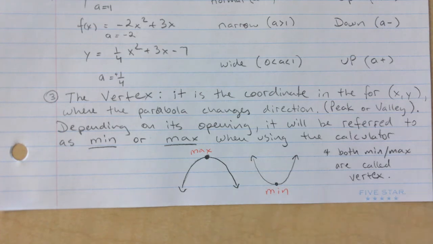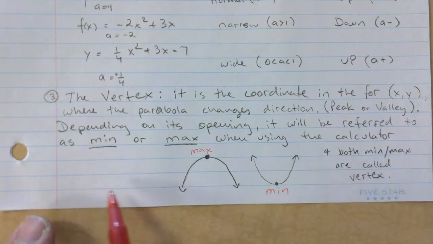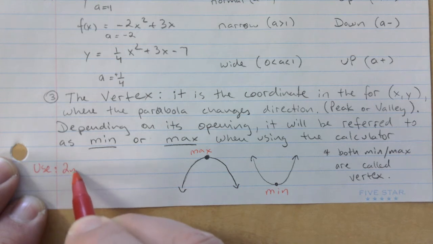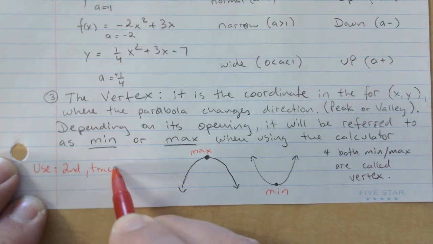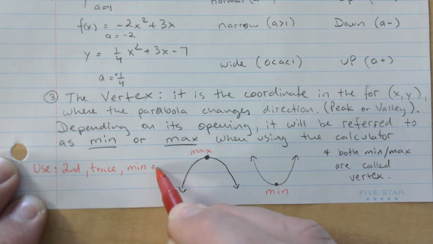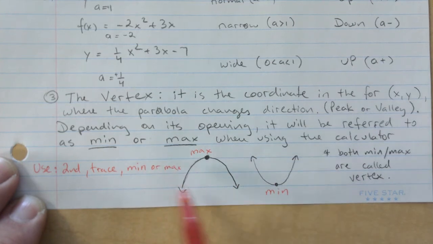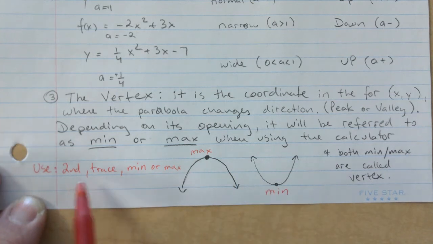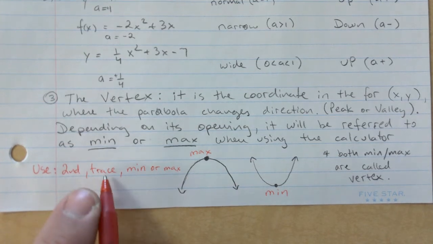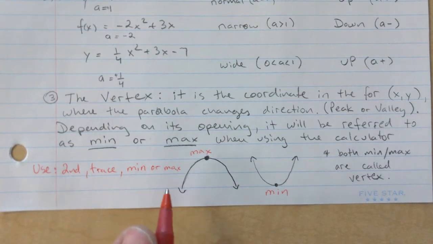And I will add something if you have the space right here or somewhere. Use second trace, min or max. To access the vertex, you're going to have to use second trace always. Whenever you want to find something about the graph, you go second trace, and then it's either min or max to get there. I will show you how to use that later on, okay?